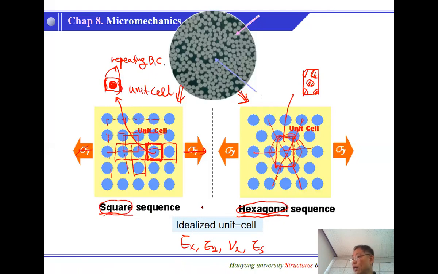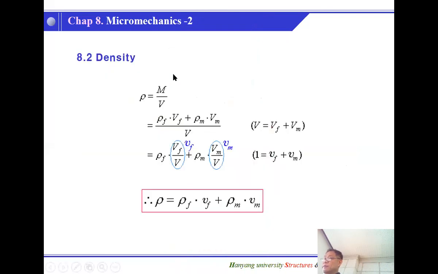Of course, you have to have the same VF. This is the VF, fiber volume fraction, and here you have to have the same VF. No matter what kind of unicell you are using to calculate these ply properties, you have to have the same fiber volume fractions. This is a starting point of micromechanics.